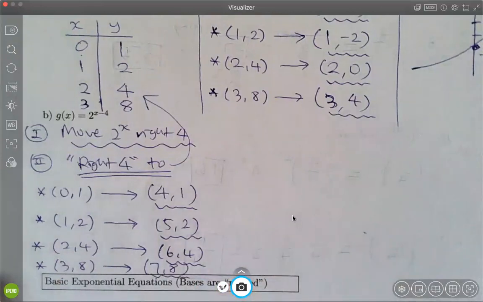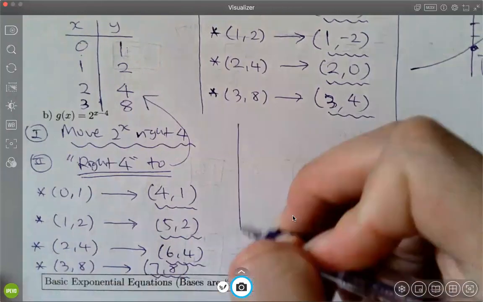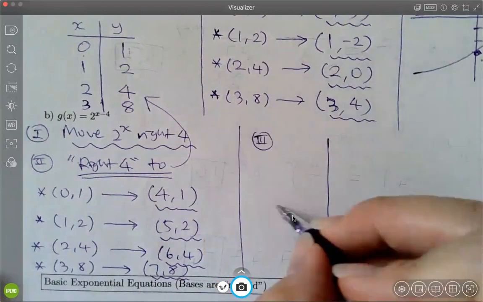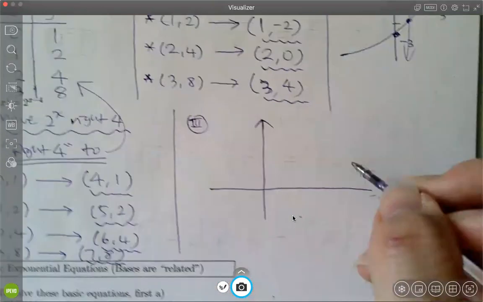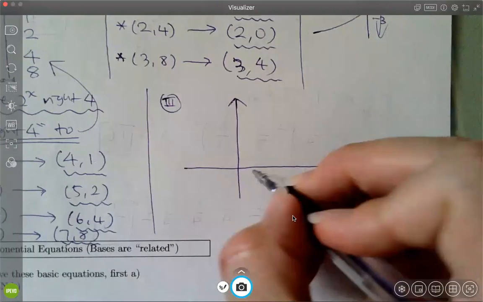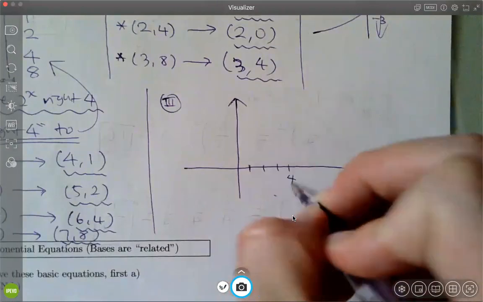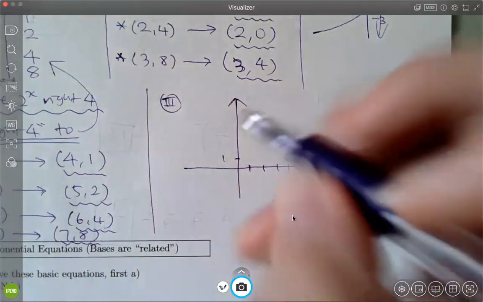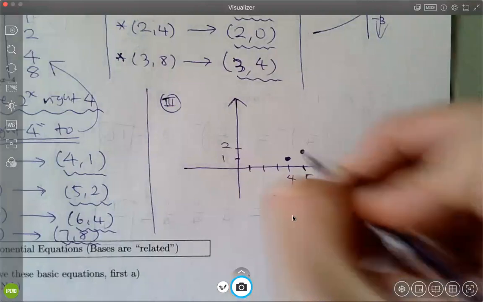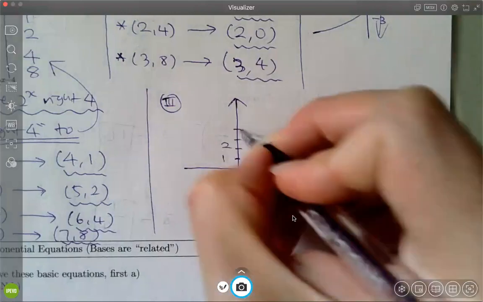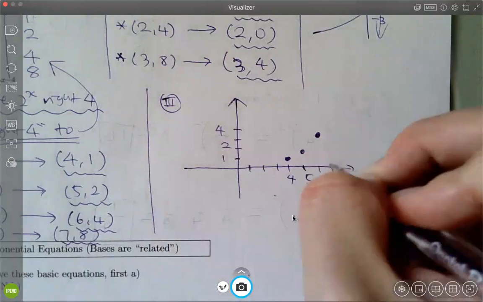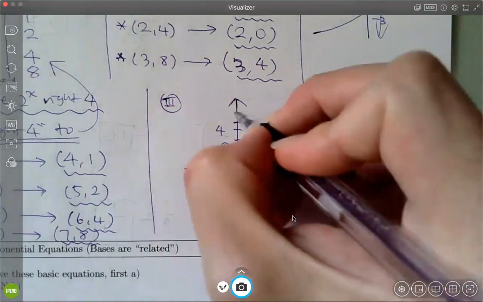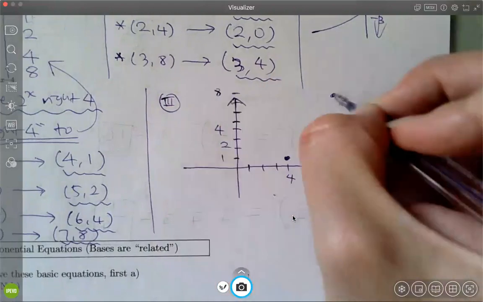Okay, so now, sketch the graph. So sketch the graph. So 4, 1. So 1, 2, 3, 4, 1. That's here. And then 5, 2. So that's here. 6, 4. Here. And then 7, 8. 5, 6, 7, 8. Maybe somewhere here.